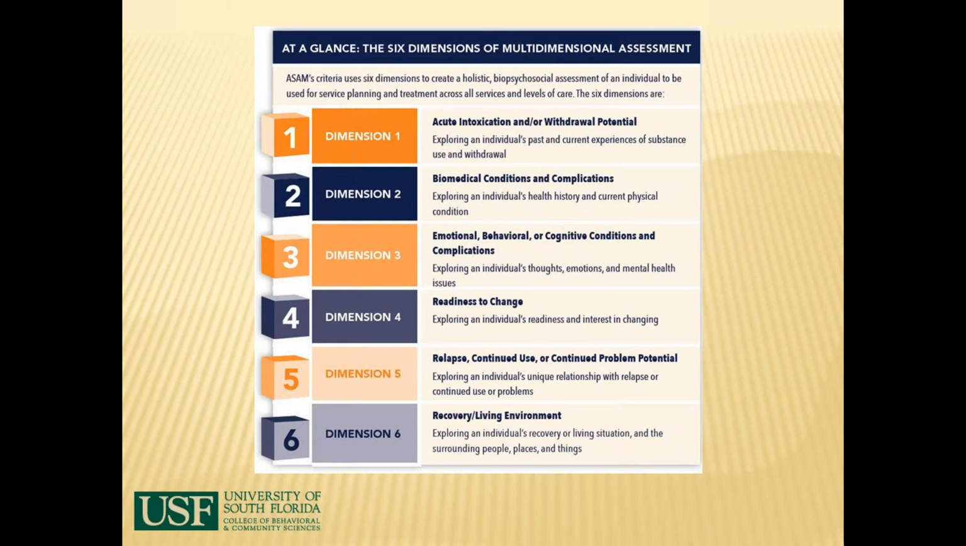So dimension 1 is obviously very important to assess. Dimension 2 comprises biomedical conditions and complications. So here we look at, outside of the realm of mental health, what are the other health needs of this individual? What is their health status?